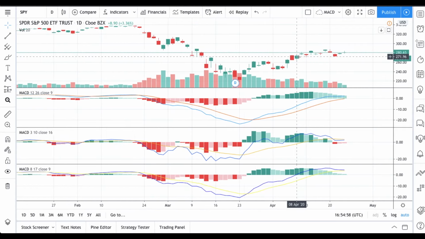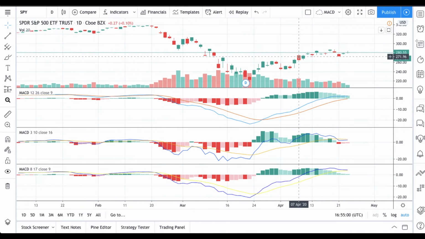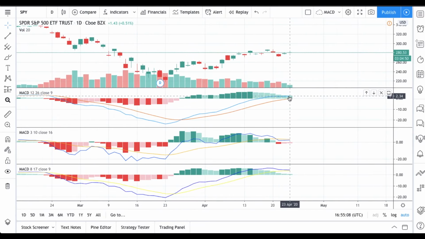So what I'm always looking for is a crossover that takes place above the zero line. You can see that this on SPY right here has a potential for an upward trend because it seems to be a more bullish signal. Okay, so what are we looking for?